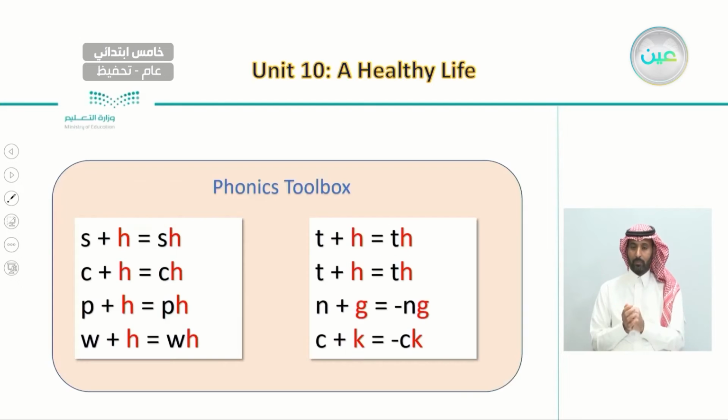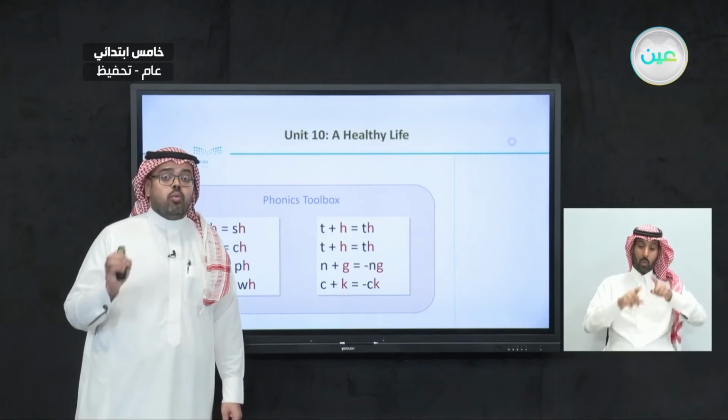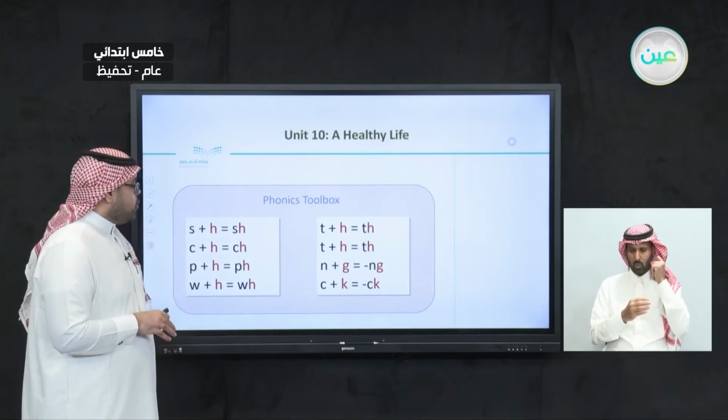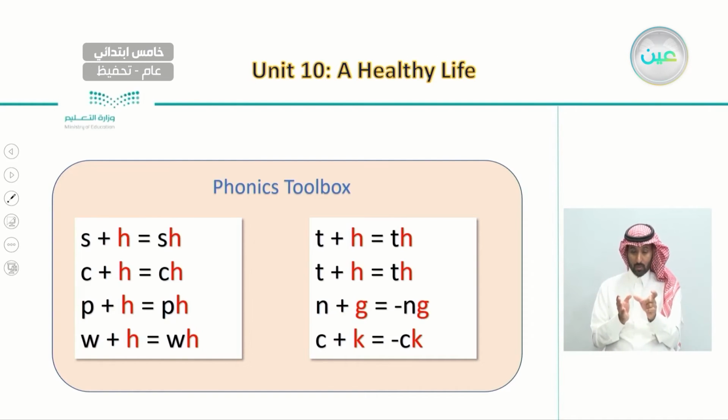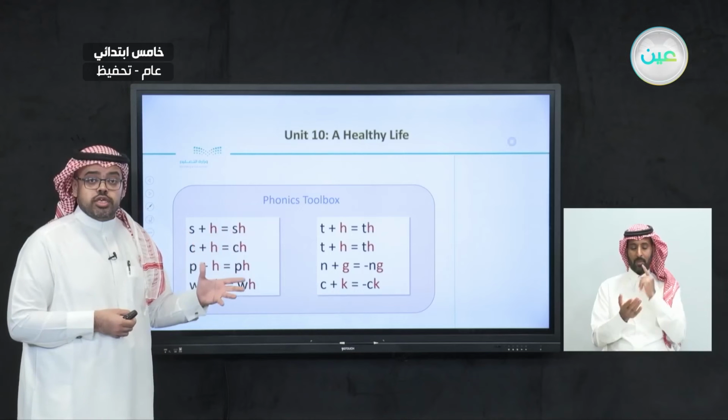Now on page 117 we have what we call a toolbox, where in this toolbox we're going to know what will happen to the words or the letters if we add them together. So for example, here we have the letter S and the letter H. If we combine them together, the sound will be sh, as in ship and shop. Also, here we have the letter C and the letter H. If we combine them together, we will have the sound of ch, as in cheese.